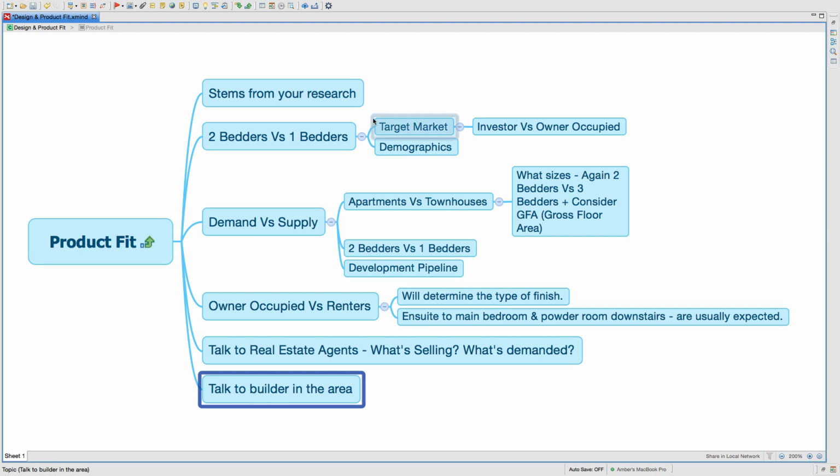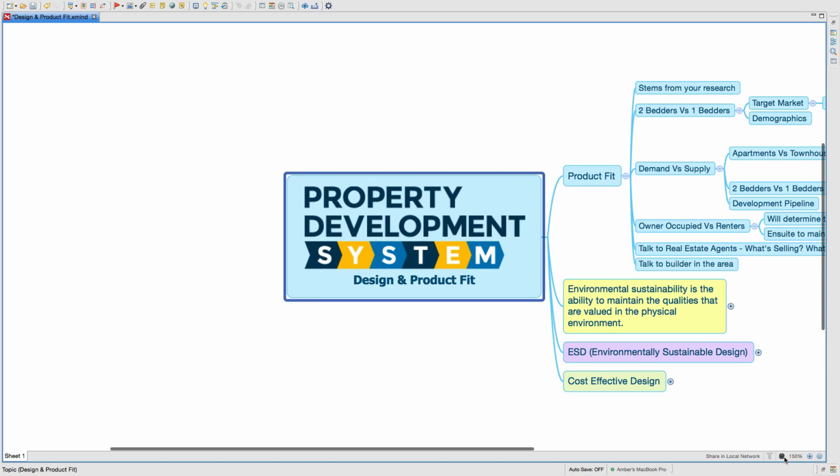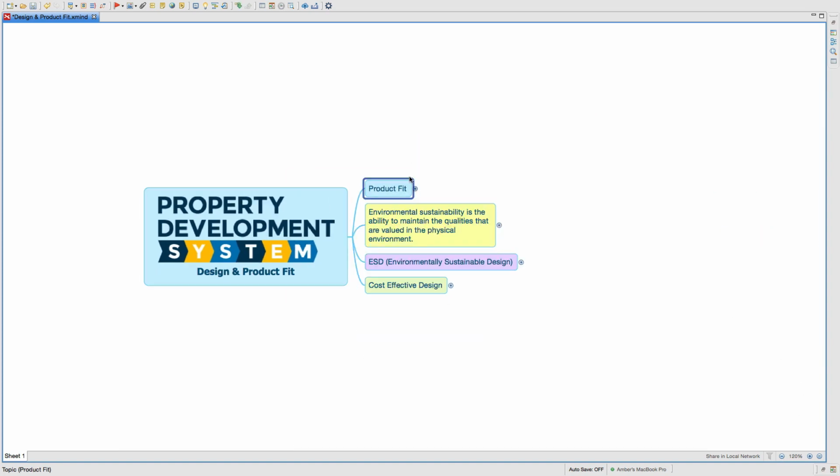And you can also find this data by talking to your builder in the area. So let's look at the next module.